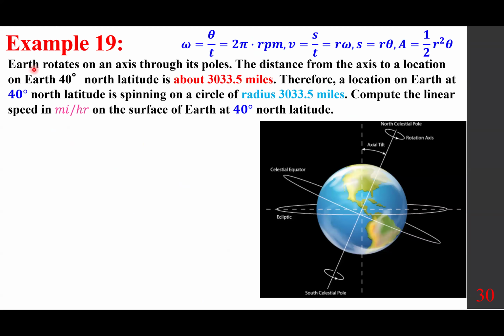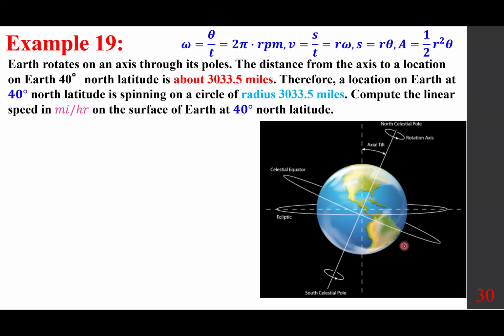Example number 19: Earth rotates on an axis through its poles. The distance from the axis to a location on Earth at 40 degrees north latitude is about 3,033.5 miles. Therefore, a location on Earth at 40 degrees north latitude is spinning on a circle of radius 3,033.5.